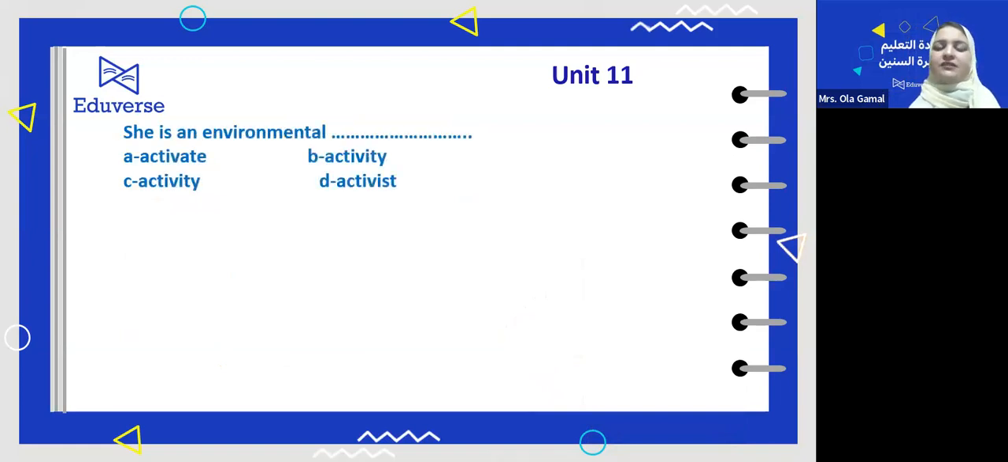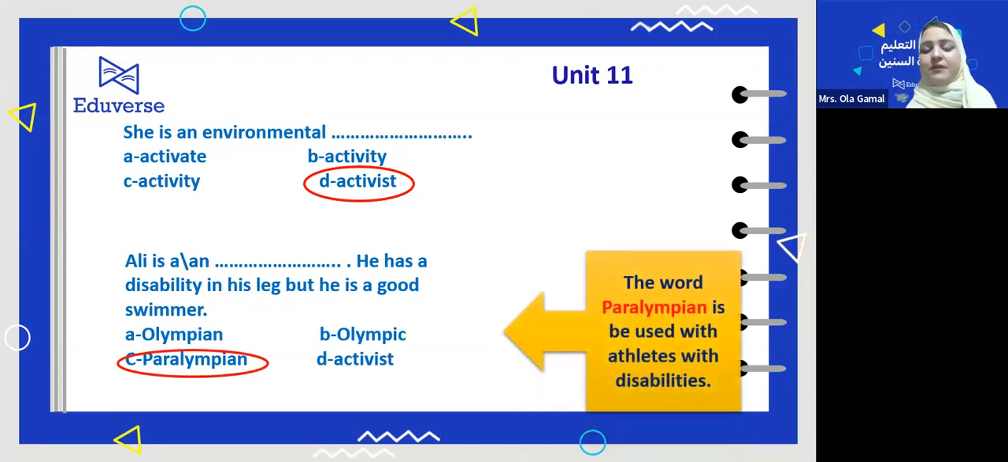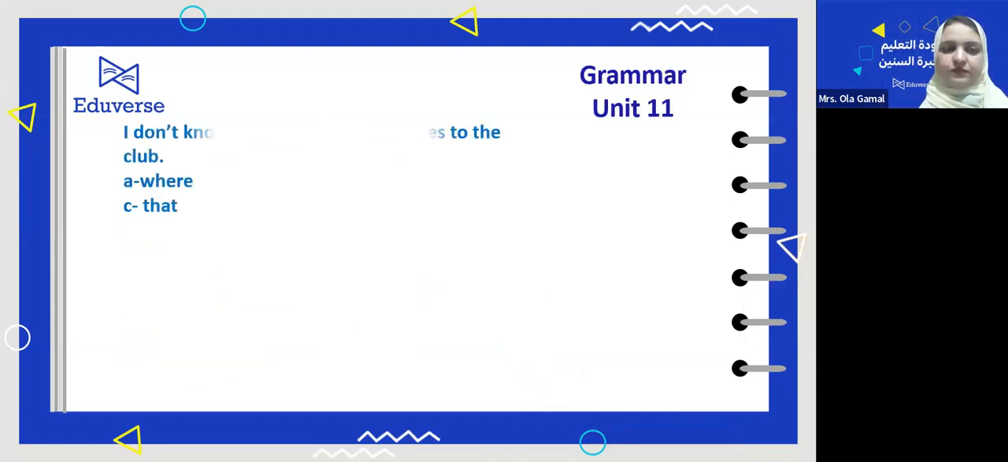She's an environmental what? She did something good for the environment. So she is an activist. Activist. He has a disability in his leg, but he is a good swimmer. So he is what? A Paralympian. Paralympian is used with athletes with disabilities.